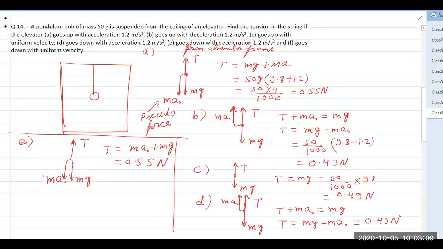Similarly, F has uniform velocity, so no pseudo force. So T will be equal to mg, that is 0.49 Newton. Okay, so in this way we can solve.